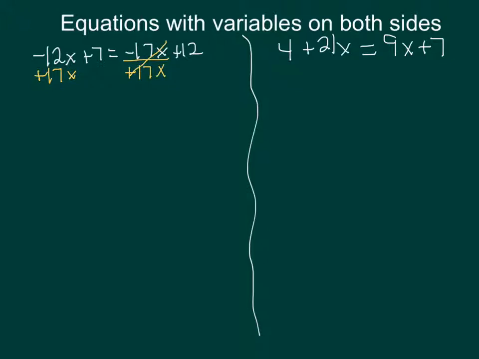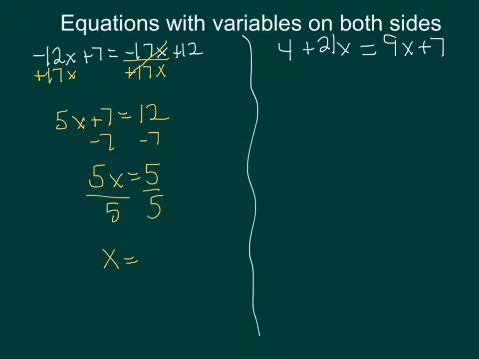So signs are different, we subtract: 5x plus 7 equals 12. Now it's just like a two-step equation. Do inverse operations. So subtract 7 from 12. So 5x equals 5. Divide by 5. x equals 1.